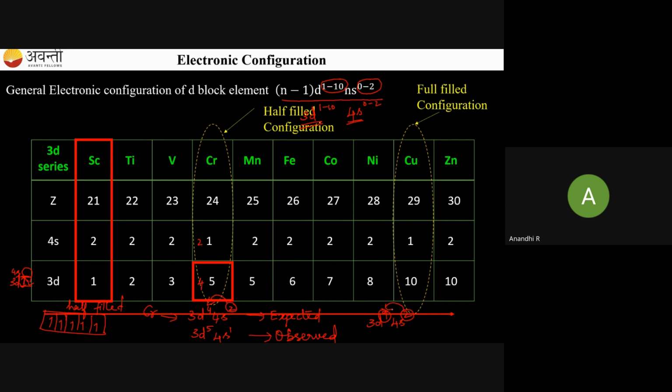So that's why these two exceptions are seen among the 10 elements. For chromium and copper, we are seeing this. In the exam, if they are asking you to find the electronic configuration of copper or chromium, you have to select the observed electronic configuration option. You should not select the expected electronic configuration. The observed one is the correct answer.